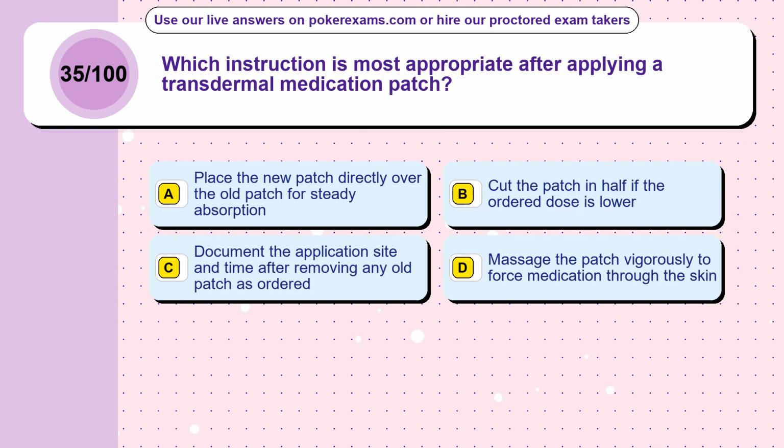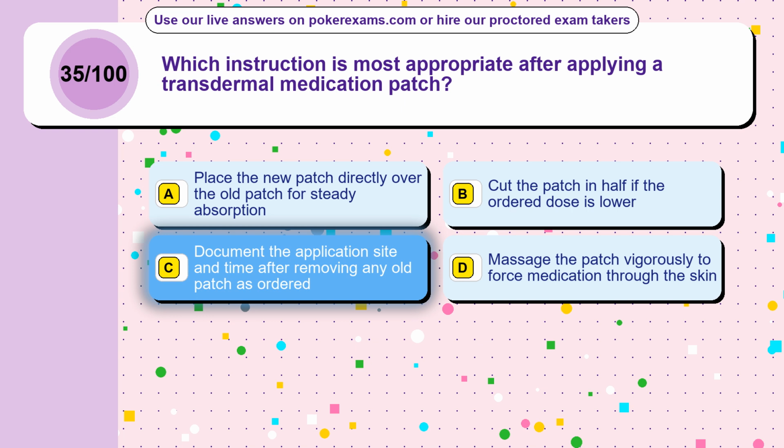Question 35. Which instruction is most appropriate after applying a transdermal medication patch? Option A, place the new patch directly over the old patch for steady absorption. Option B, cut the patch in half if the ordered dose is lower. Option C, document the application site and time after removing any old patches ordered. Option D, massage the patch vigorously to force medication through the skin.